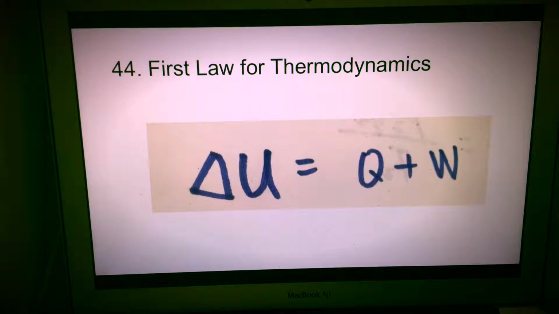44. First law of thermodynamics. Delta U equals Q plus W. We need to know that a heat engine or refrigerator sometimes releases heat, and sometimes gains heat. You need to use this formula to know whether the heat is increasing or the work is increasing.